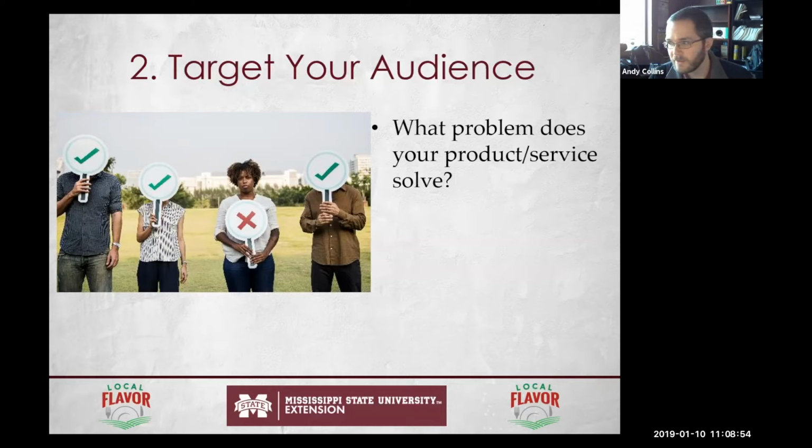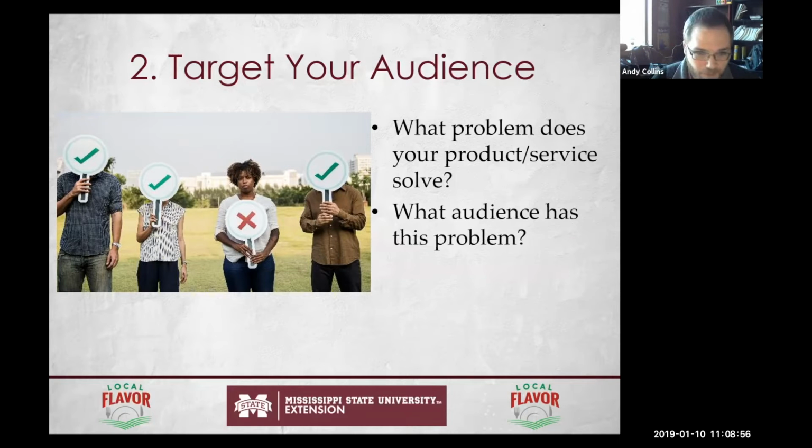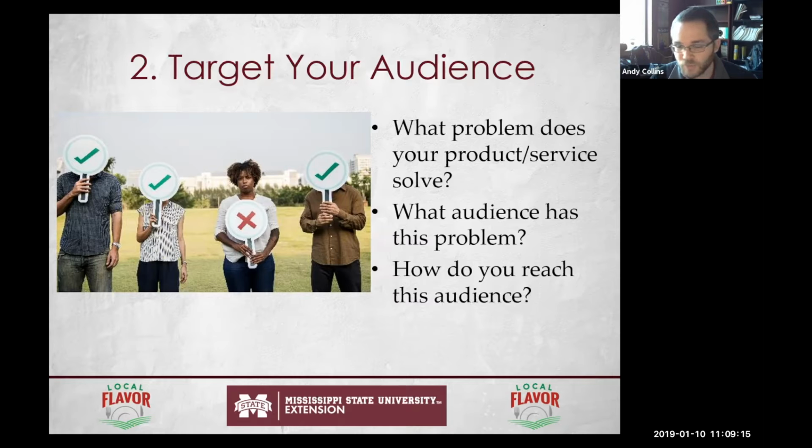Okay. What audience has this problem that you can reach? Well, if you're a local restaurant, let's say in Starkville, think about who your target around there would be. Is it college kids? Is it faculty or staff from the university? Those are going to be two different kinds of audiences you want to reach, and how do you want to reach them?